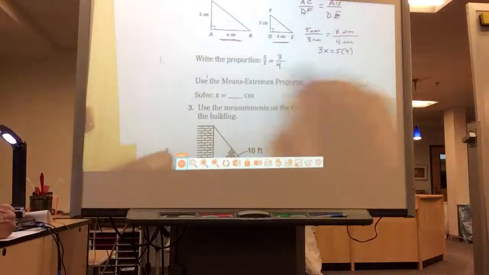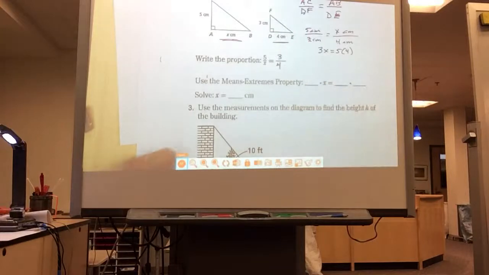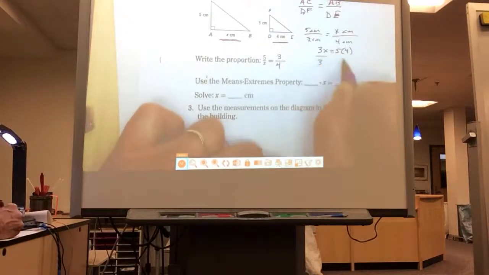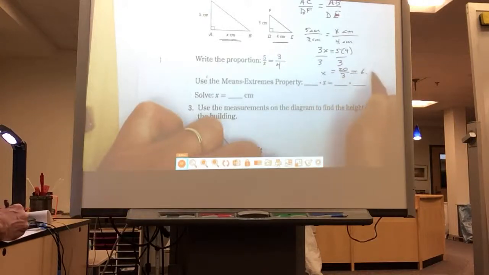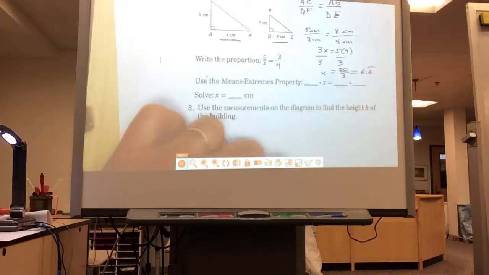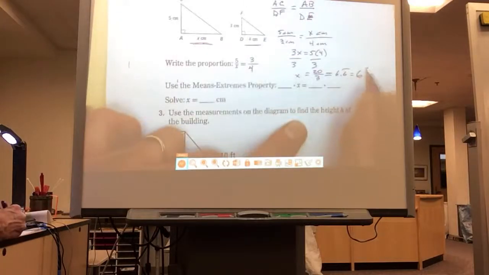Okay, so solve this. 3x equals 5 times 4. 5 times 4 is 20. 20 divided by 3 is going to equal 6.6, yeah, so that's going to be equal to 6.6 repeating, which is the same as 6 2/3.